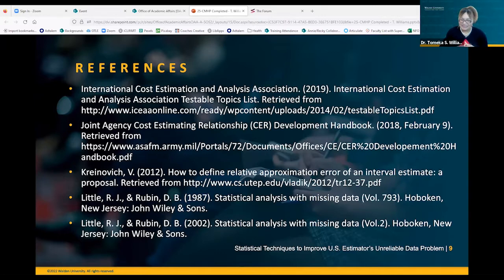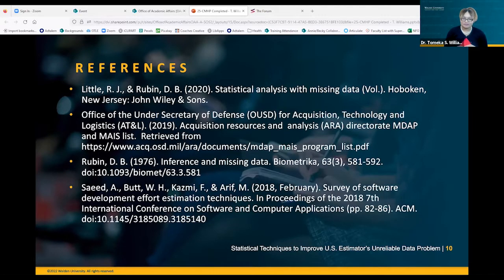And this is an authoritative handbook on how to do cost. So just not helpful. And then obviously my favorites, Little and Rubin, as far back as 87, 2002, even 2020, like I said, they came back out. And even as you can see there, Rubin back in 1976 was even talking about inferences in missing data before he teamed up with Little.